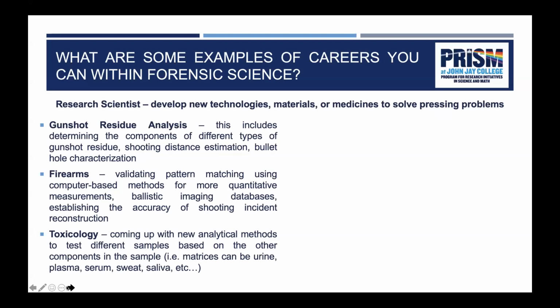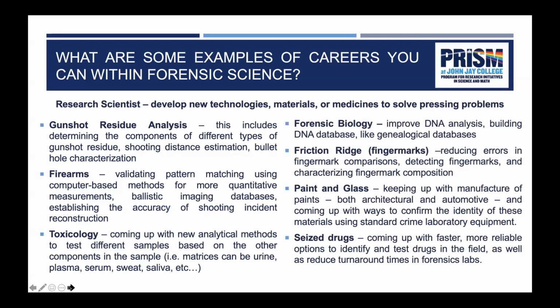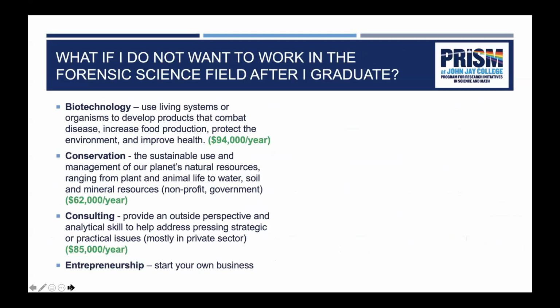You could go into toxicology, which is what Dr. Cheng is doing. You could go into forensic biology, DNA databases, DNA analysis, friction ridge analysis, which is finger marks, paint and glass analysis, where you keep up with the manufacture of paint and you can characterize them, and even seized drugs, to come up with a faster, more reliable way to identify and test these drugs.